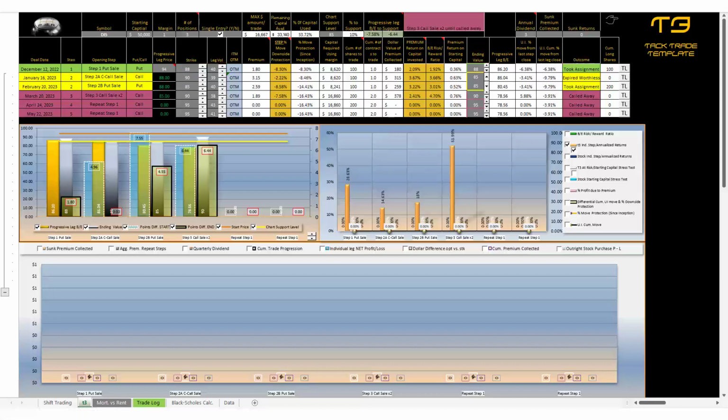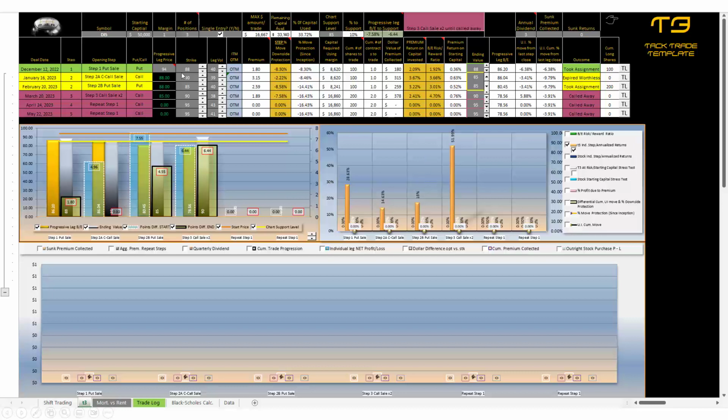And here we have the application populated correctly. The calls have expired worthless because $85 is less than the $90 call strike, and at the $85 put strike, we've made the assumption that we took assignment. And you can see that the application is immediately populated, or it's reflected here in all the graphs.